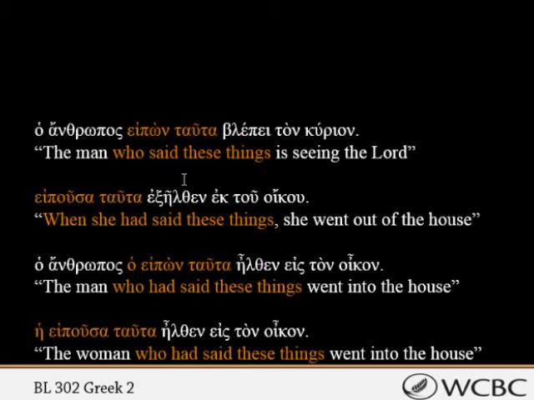And so that just gives you an idea, as you're trying to translate this, that an aorist participle is going to be prior to the time of the main verb, whether the main verb is present or if it's going to be past time. It's going to be prior to that time.